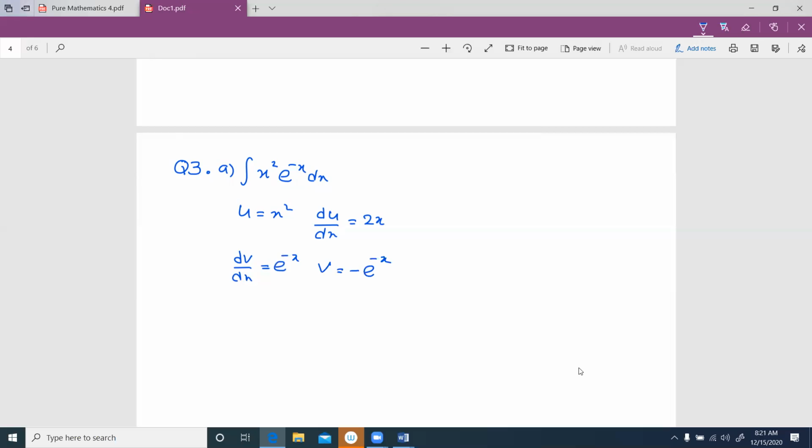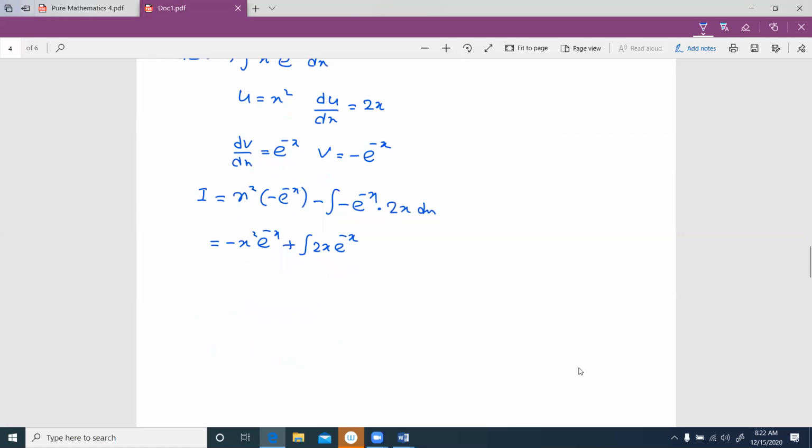With that, you can say I is equals to uv. U is x squared, v is minus e to the power minus x, minus integration of v du by dx, minus e to the power minus x times du by dx. Du by dx becomes 2x dx. So with that, this turns out to be minus x squared e to the power minus x, minus minus turns to plus 2x e to the power minus x, right? Now for this part again, you need to apply the integration by parts.